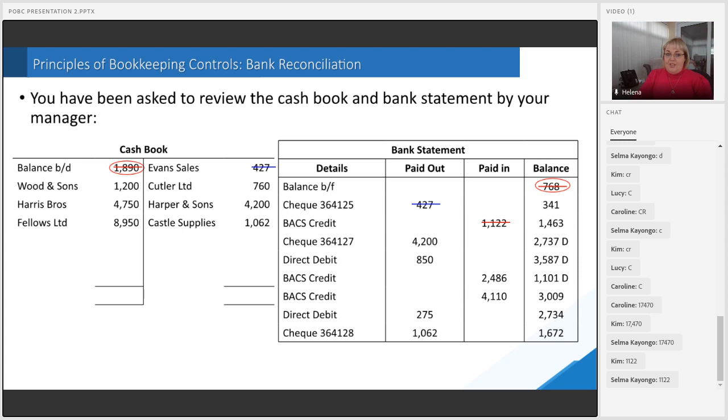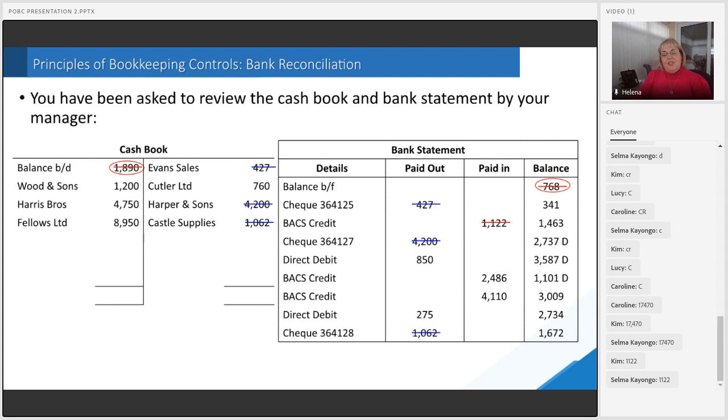The next transaction is for £4,200. I can see that in my cash book. I'll highlight that off. I can't see the transaction for £850. Neither can I see the transaction for £275. So I need to come back to those. But I can see the transaction of £1,062. So I'll highlight those off.